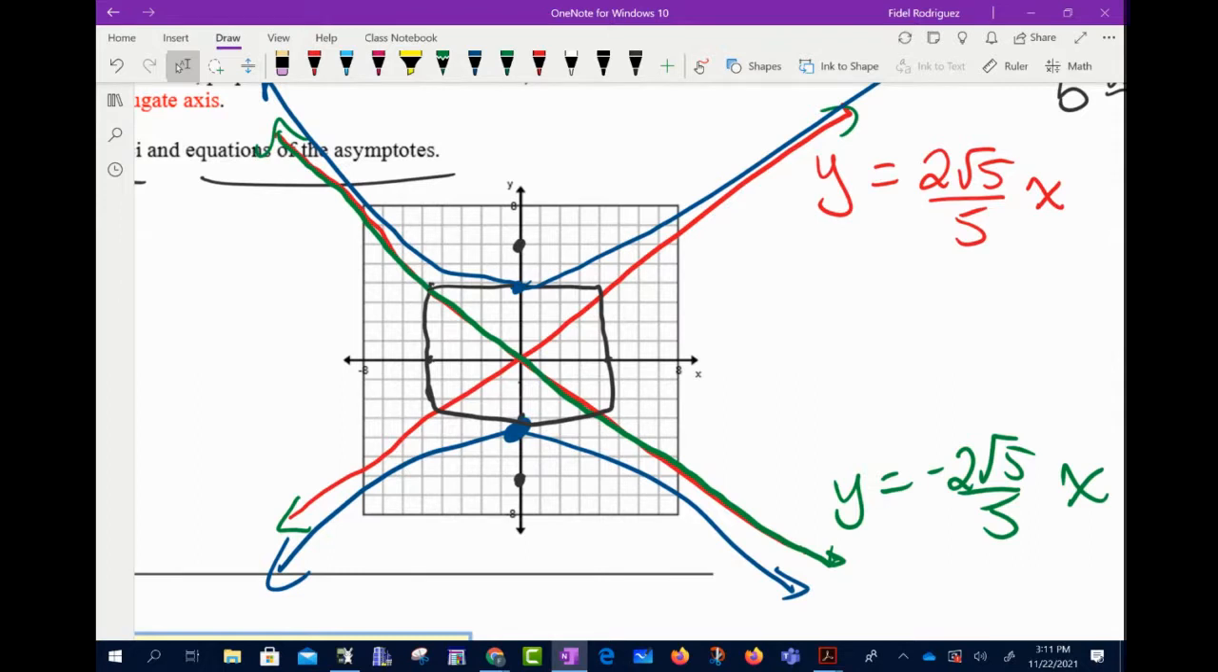And the only reason I draw that rectangle, y'all, is so that I know how to draw my asymptote lines, okay? The rectangle is not actually part of the graph. It just helps me draw those asymptote lines.